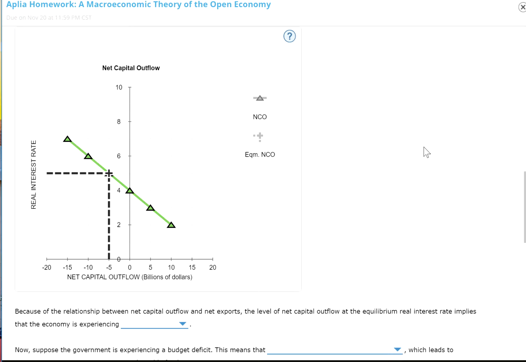So for this economy, they're having a negative net capital outflow. And remember, your net capital outflow equals your net export. So if you have a negative net capital outflow, you also have a negative net export. That means your imports are more than exports. So we're having a trade deficit.